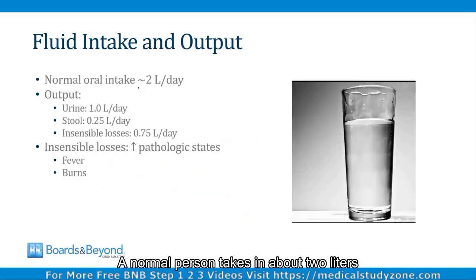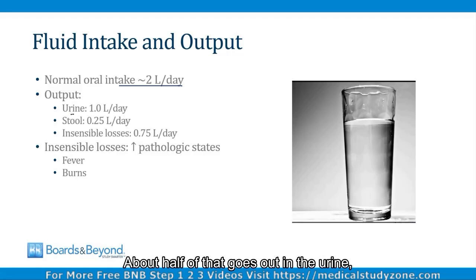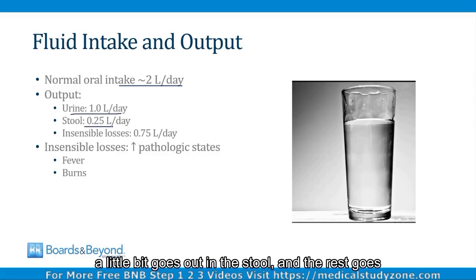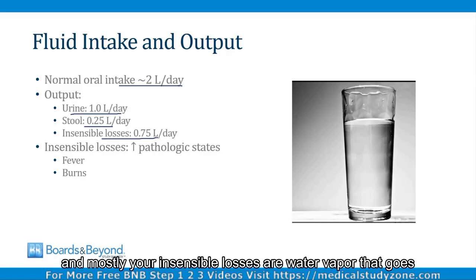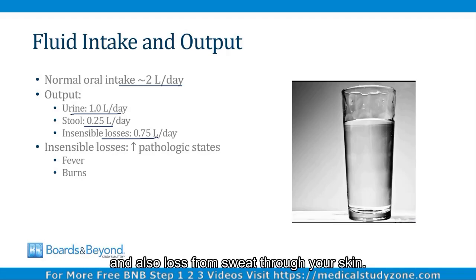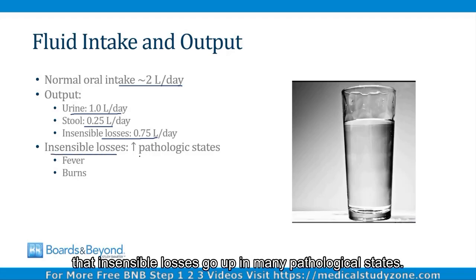A normal person takes in about 2 liters a day of free water, and they must put out 2 liters a day to remain in balance. About half of that goes out in the urine, a little bit goes out in the stool, and the rest goes out through what are known as insensible losses. Mostly your insensible losses are water vapor that goes out when you exhale, and also loss from sweat through your skin.